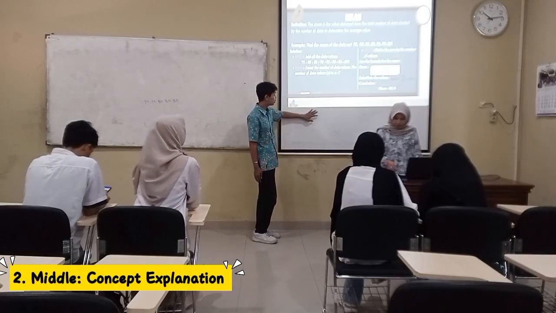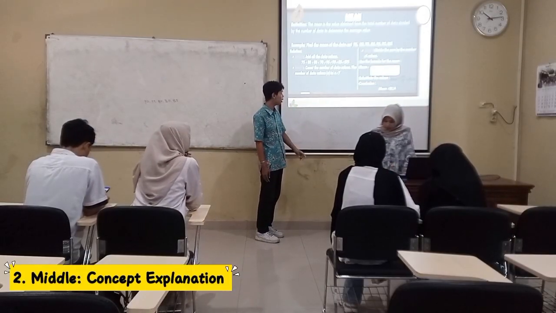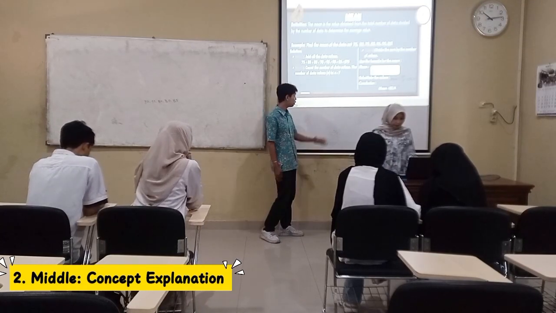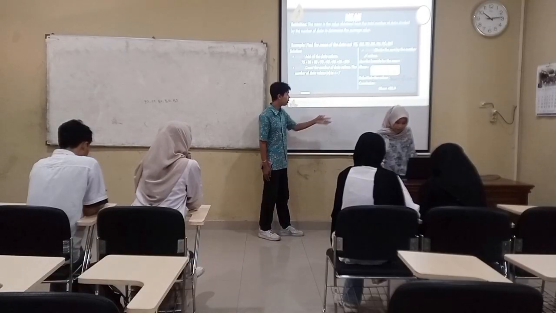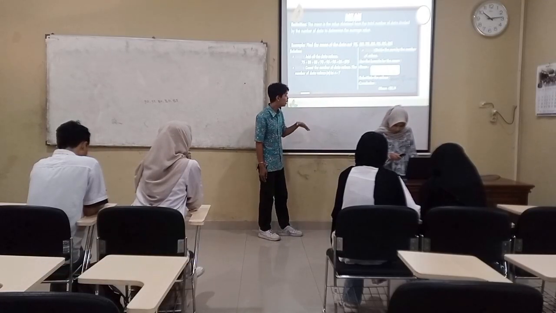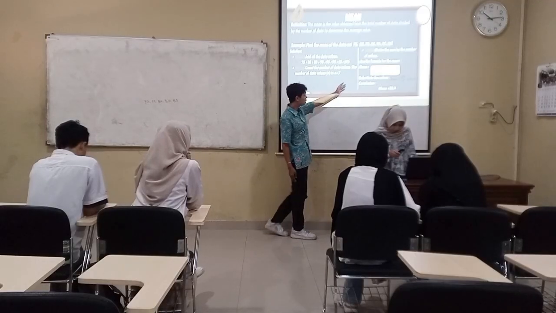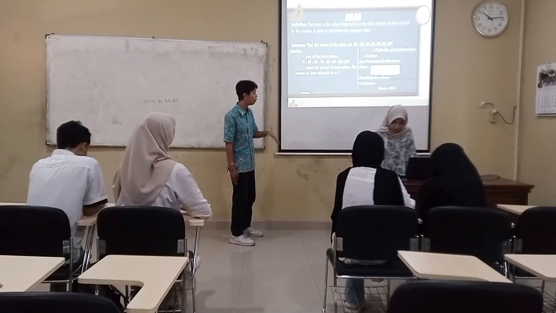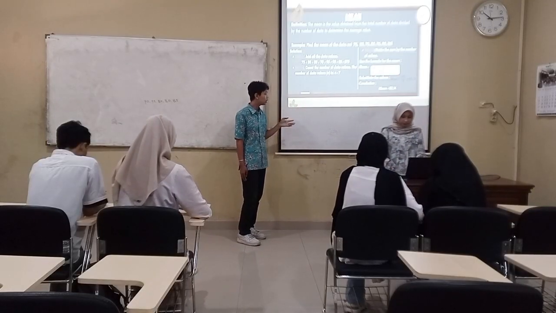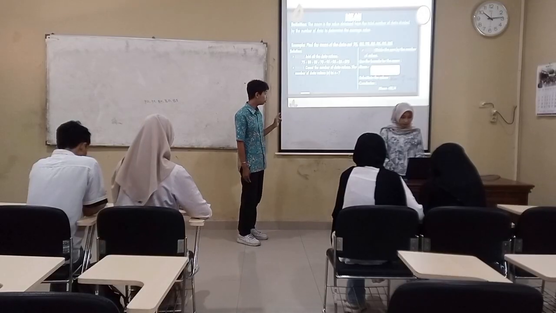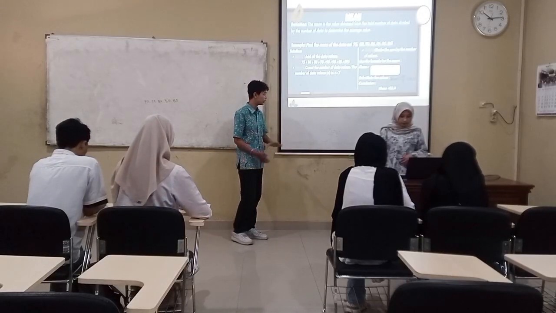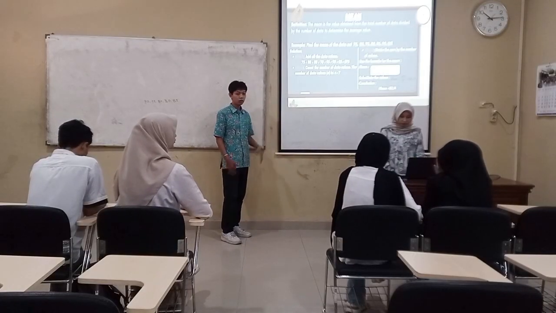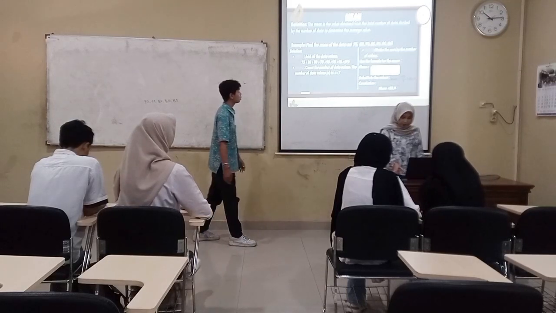Step 3 is divide the sum by the number of values. Use the formula of the mean: x bar equals sigma x over n. So substitute the values: the mean is 575 over 7 equals 82.14. Okay, conclusion: the mean is 82.14. Okay, next.